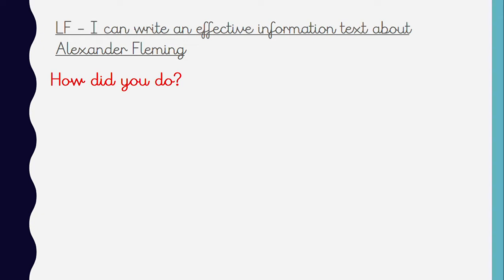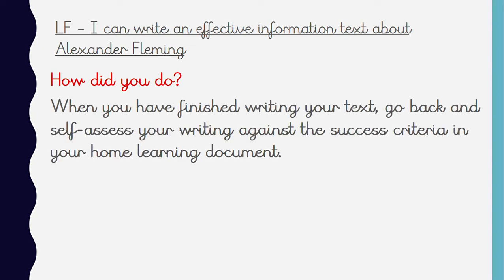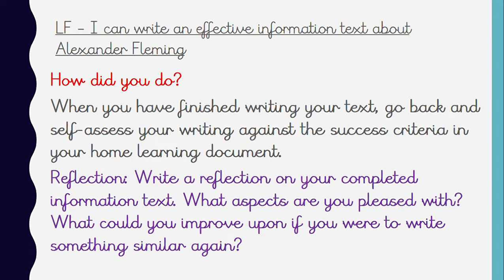Okay, how did you do? Have a think. Have a look back at the success criteria. Why don't you read the success criteria and tick the things that you've actually achieved on it? And when you've done that, evaluate it. Write a little reflection at the bottom. Don't worry if you haven't got a purple pen. Do it however. Even if you just think about the reflection, have a discussion with someone about it.